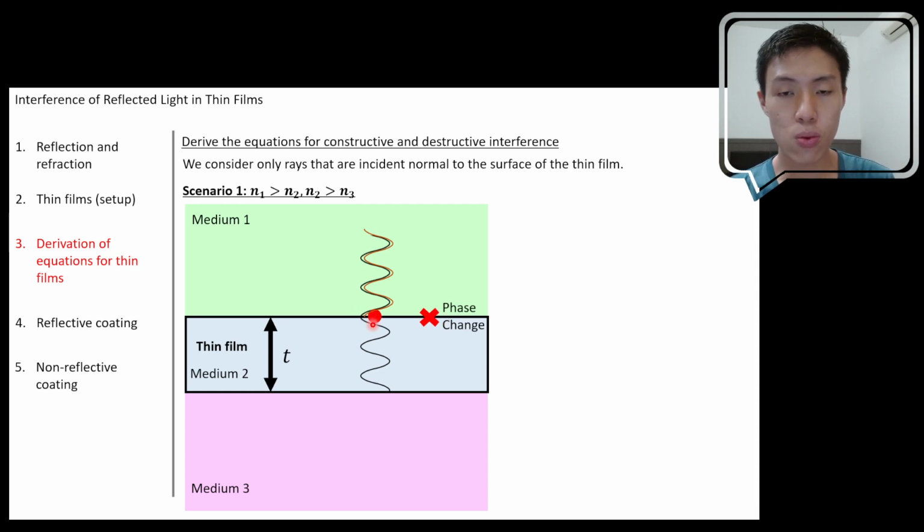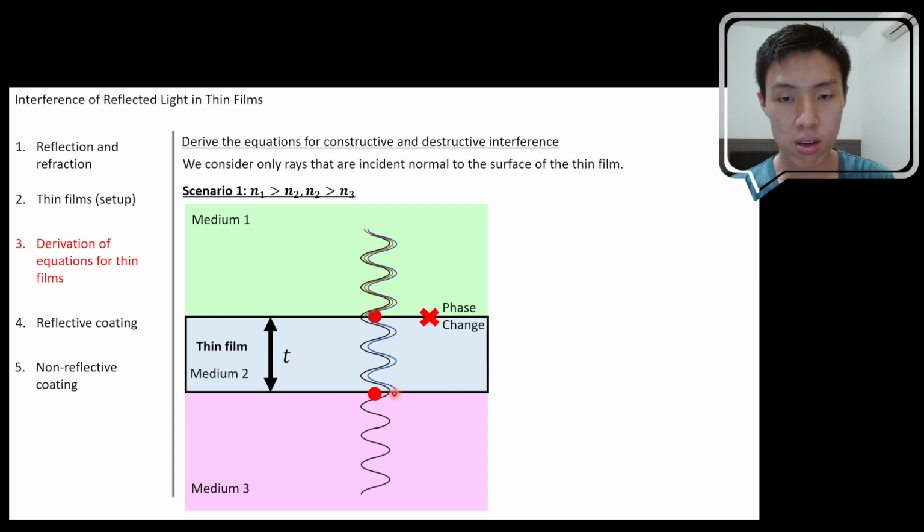Now the transmitted wave, or the refracted ray, will arrive at the boundary between medium 2 and medium 3. Essentially, it has arrived at the lower surface of the thin film. So again, your light will get reflected and refracted here as well. So we need to consider whether there's any phase change for the reflected light wave or not. Medium 2 has a higher index of refraction compared to medium 3. So again, medium 2 to medium 3 is high to low. So again, there is no phase change that will occur for this boundary.